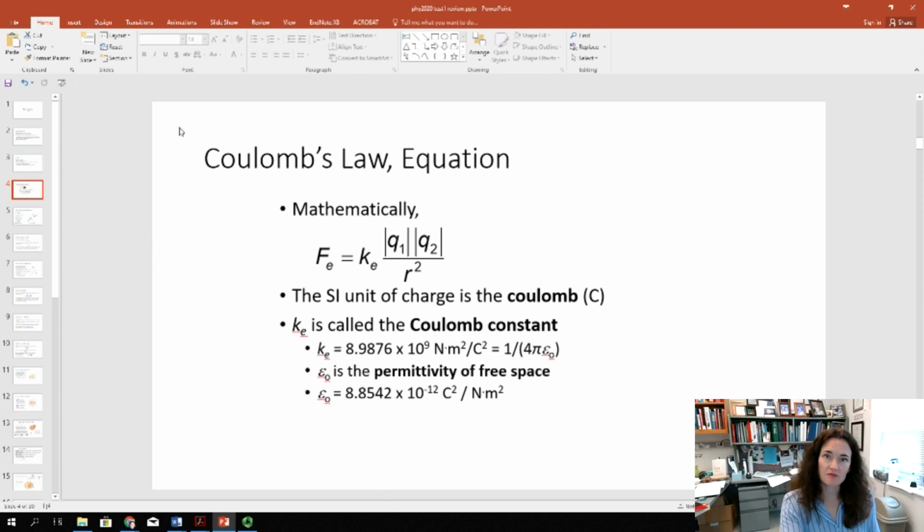The first law that we're going to talk about is Coulomb's law. Like charges repel, and opposite charges attract. The strength with which they repel or attract is mathematically given by Coulomb's law, where the force is equal to the Coulomb constant K. The Coulomb constant is 8.99 times 10 to the 9th newton meters squared per coulomb squared. And that's equal to 1 over 4 pi epsilon naught, where epsilon naught is the permittivity of free space, which is 8.854 times 10 to the minus 12 coulomb squared per newton meter squared.